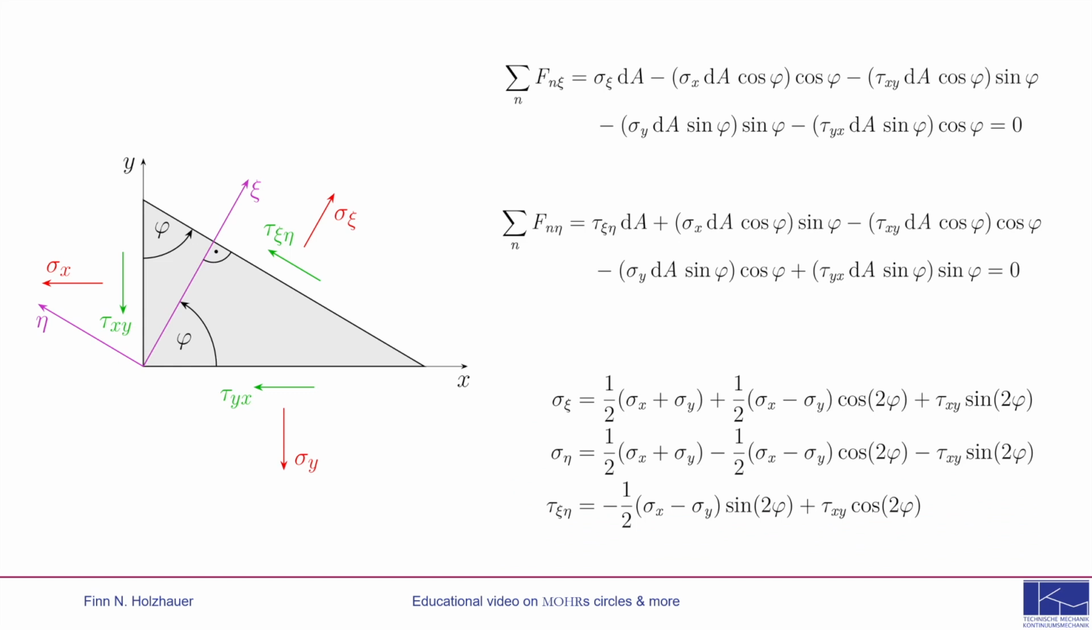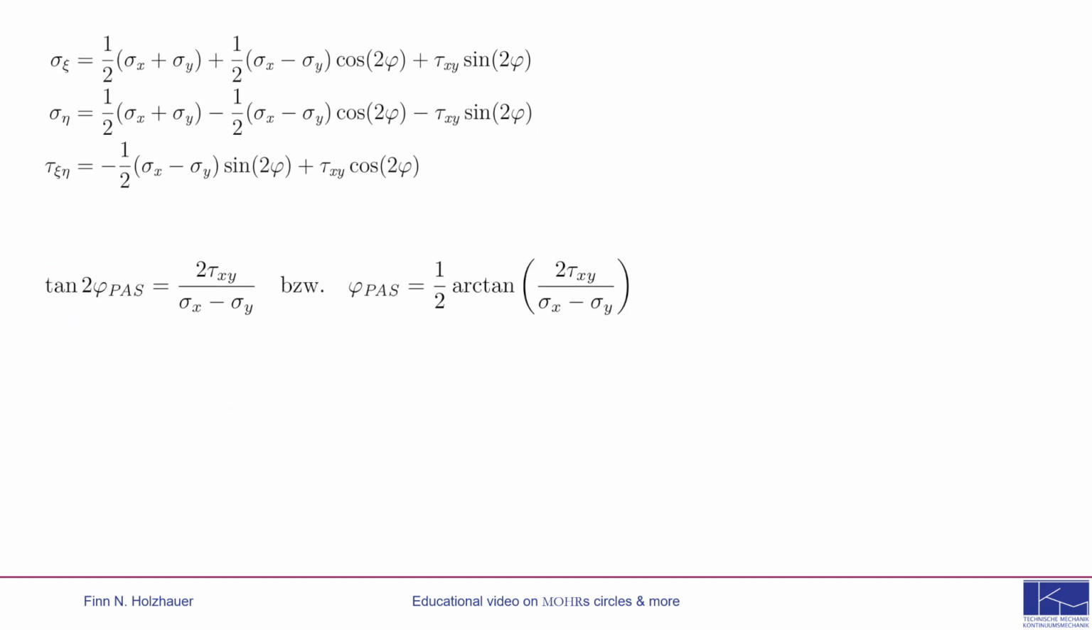For the principal axis system, it holds that no shear stresses act in the system. If tau eta xi is set to 0 and the third equation is solved for the angle phi, this equation is obtained. With it, the rotation angle of the principal axis system relative to the global load coordinate system can be determined analytically. This makes it possible to validate the rotation angle that was obtained graphically using Mohr circles.